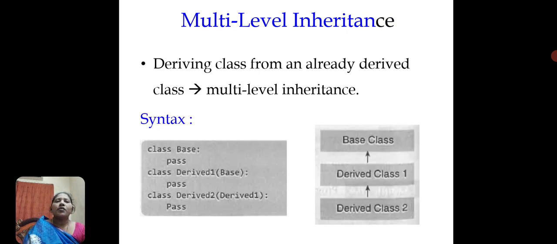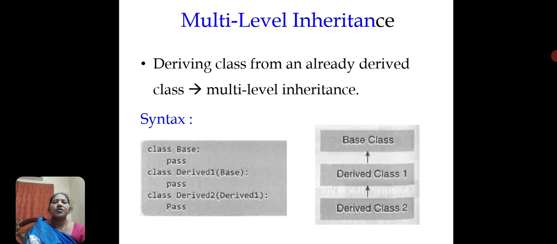So the third type of inheritance is multi-level inheritance. In the diagram on the right side you can see you are having one base class. From the base class you are inheriting the properties into derived class 1, and from derived class 1 you are inheriting the properties into derived class 2. That is, derived class 2 can access the properties, functionalities and methods of derived class 1 and also the base class, whereas derived class 1 can use the information from the base class. So the syntax: class base, then you are having a pass statement.